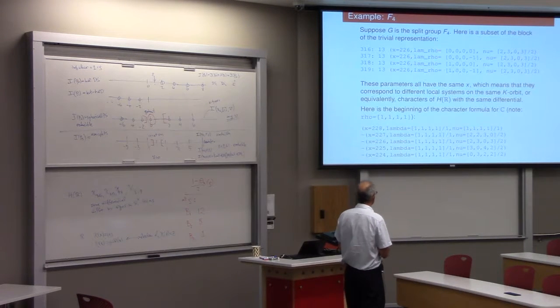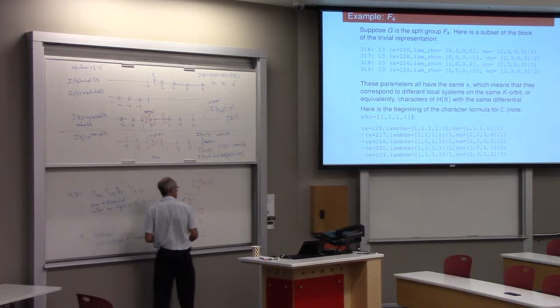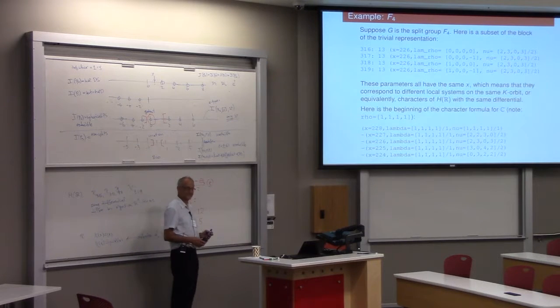Yeah, this is just lambda minus rho. So down here, lambda is rho, and so lambda minus rho is 0. So the numbers are what? Coefficients of the fundamental weights? That's correct. In this case, yes.